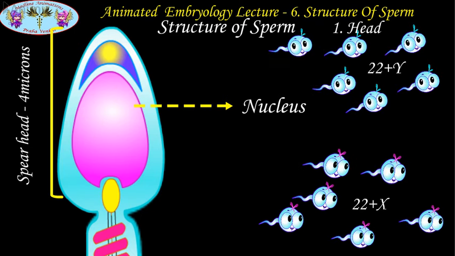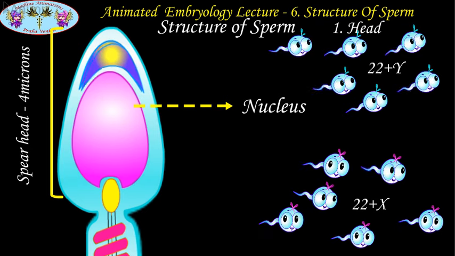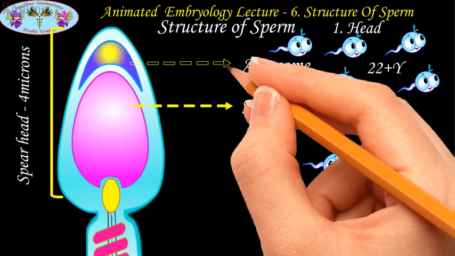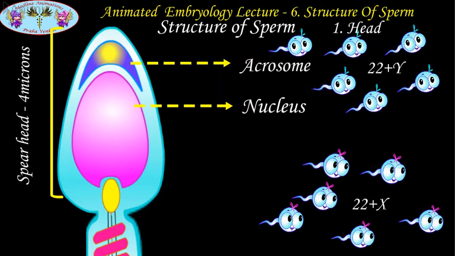The anterior two-thirds of the nucleus is covered by the Golgi apparatus with the enzyme hyaluronidase in it and forms the acrosome or the galea capitis. And this structure, the acrosome and the acrosomal enzymes, are very important to pierce the zona pellucida of the secondary oocyte during fertilization.